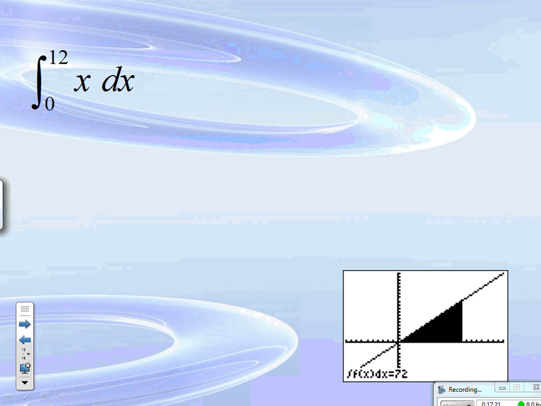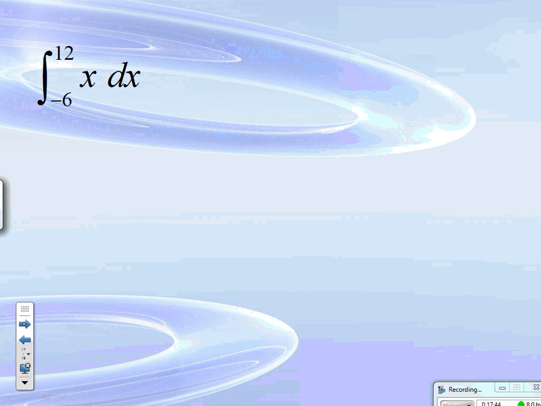Okay, try this. Integral from 0 to 12 of x. 72. Now we're just talking about the triangle whose length is 12 and whose height is 12, right? So without a calculator, I want you to tell me the following. The integral from -6 to 12. Pardon me? 36. How'd you get 36? Half of 72. Nope. What is it?